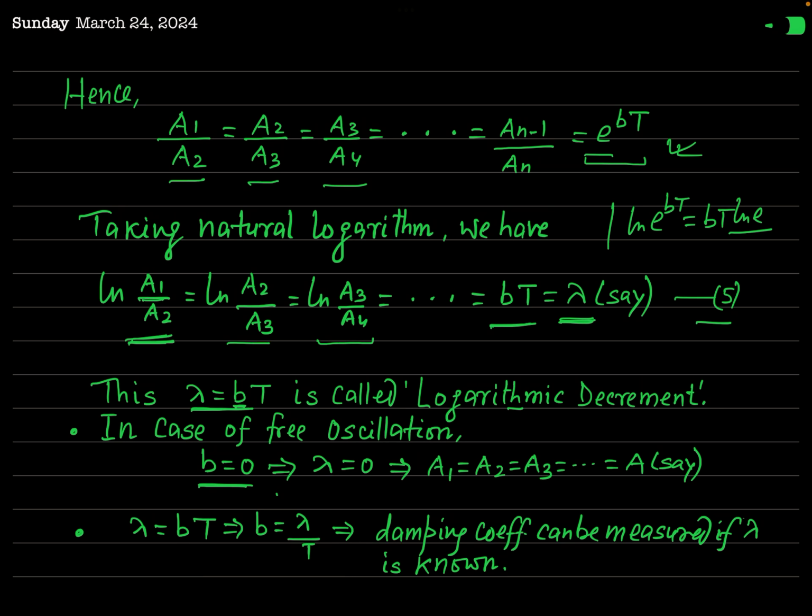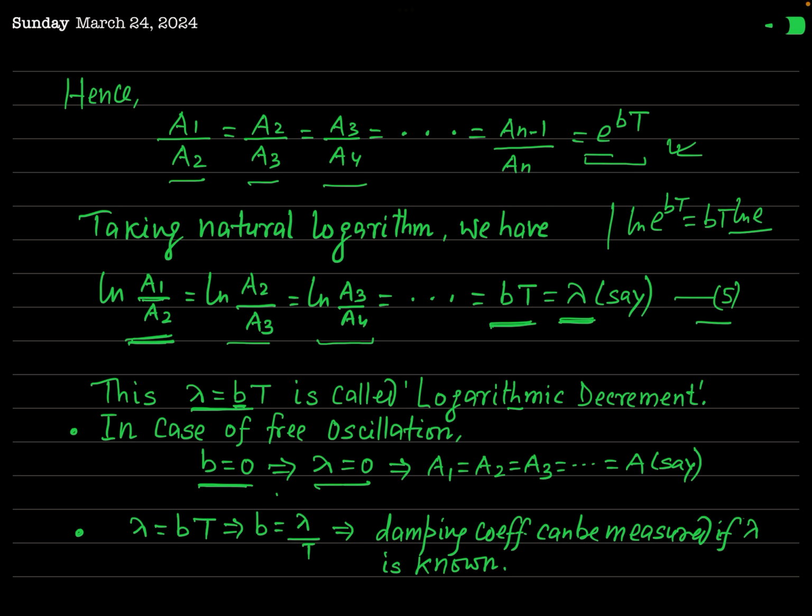And you can see from this equation 5 that the logarithmic decrement lambda is equal to b times T, and in the case of free oscillation b is 0, so lambda will be 0. So there is no logarithmic decrement in the case of free oscillation. This is obvious because in free oscillation the amplitude remains constant, it does not decrease. That's why the logarithmic decrement is obtained as 0 for free oscillation.